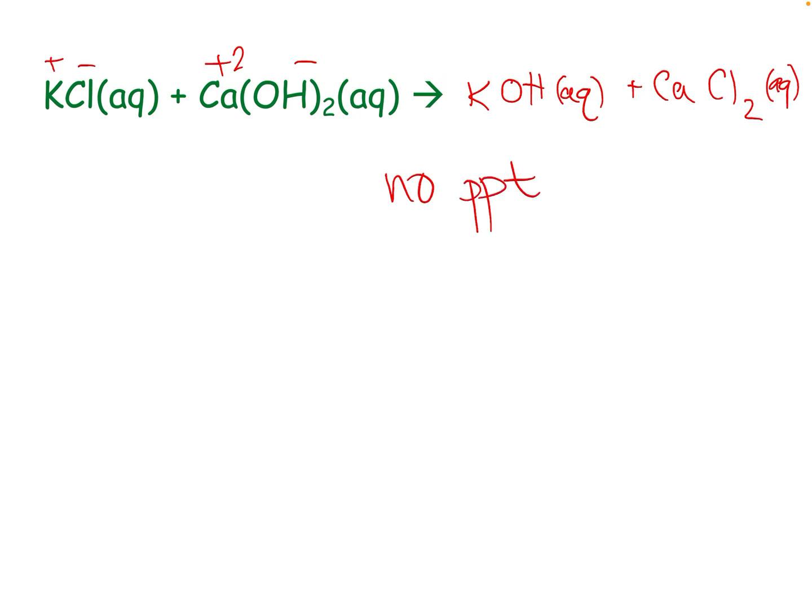So again, you can only have a precipitate when you have a double replacement reaction, and you have to use reference table F to figure that out.